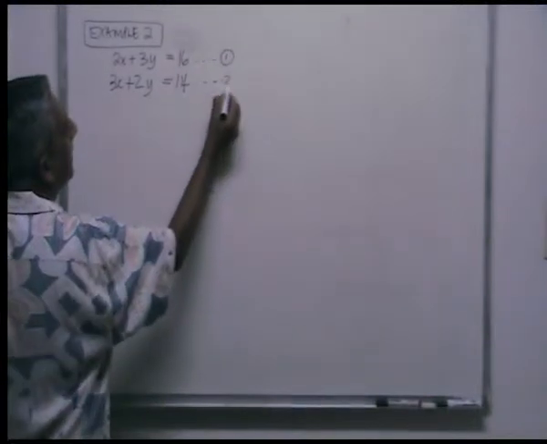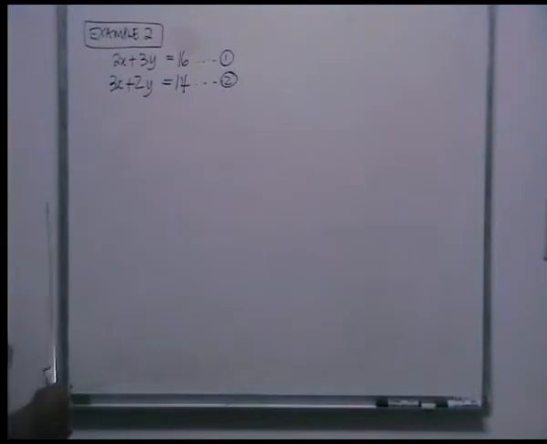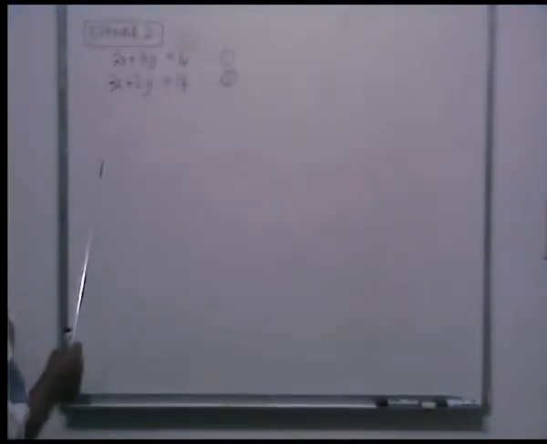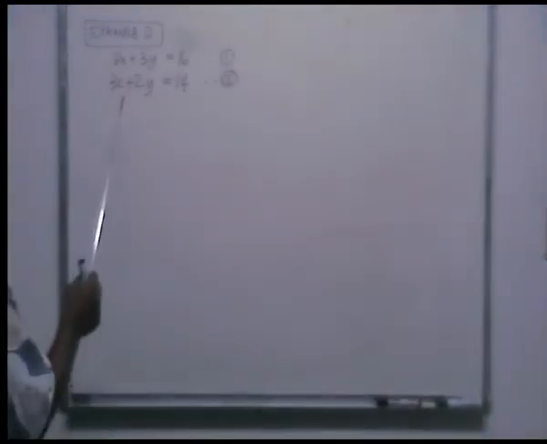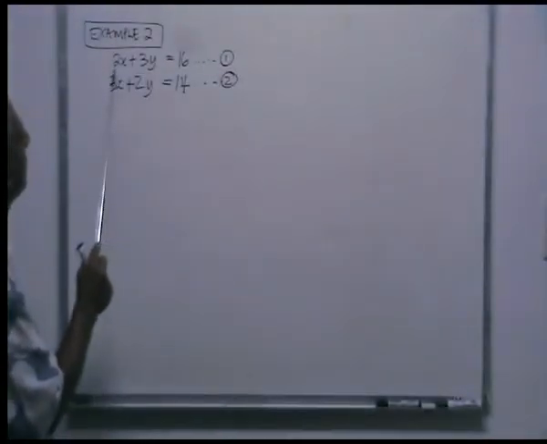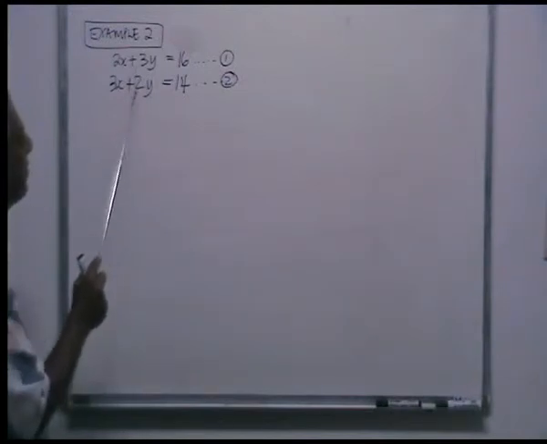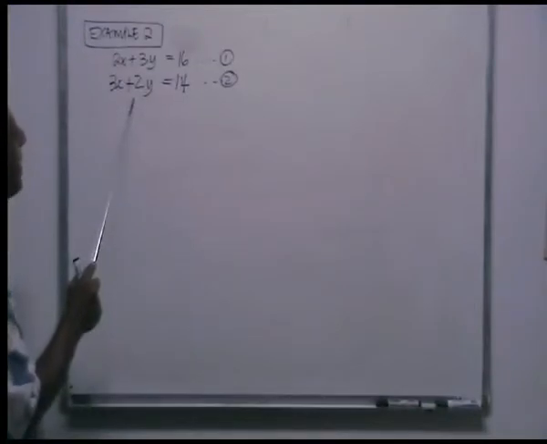You'll find that it's not as simple as example 1. Because in example 1 we had a y, just a y. But now if you look, you've got 2x and you've got 3y. So when I take the first one and put it in the second one, there's going to be a fraction.